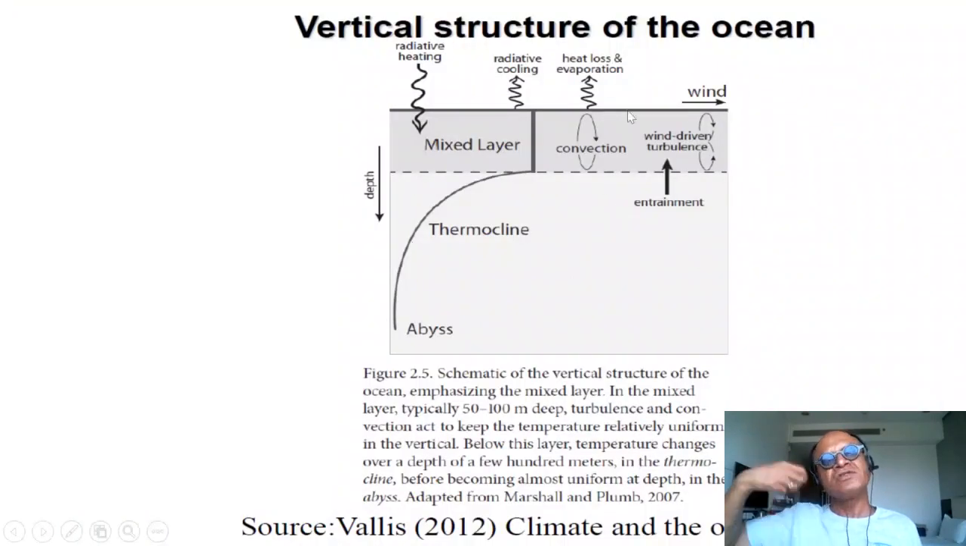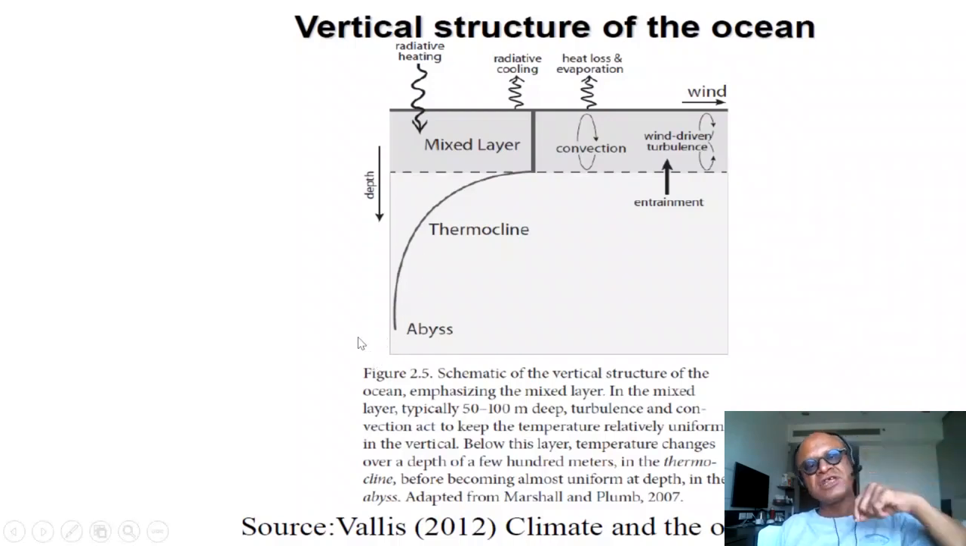Near the surface you have constant wind mixing and either cooling or heating of the surface because of heat exchanges and evaporation and precipitation. So turbulence is created, which creates vertically mixed layers of constant temperature and salinity, or constant density. Below that you have this sharp gradient in temperature and density, which we call the thermocline or pycnocline, depending on whether it's temperature or density.